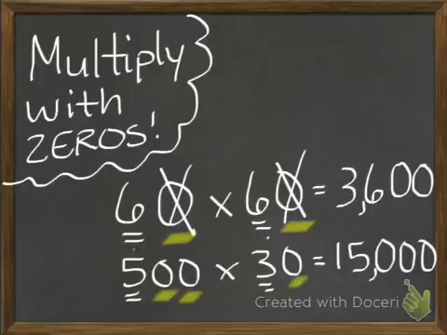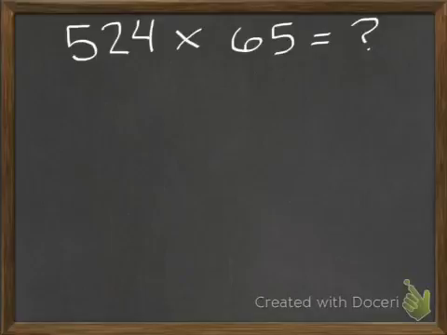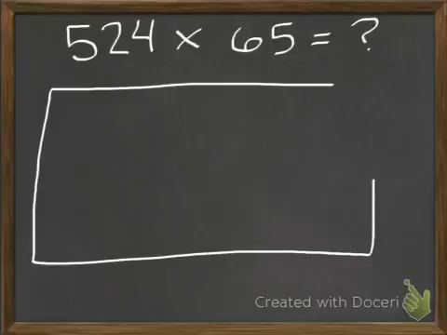All right, let's get started on a problem. Here, my two factors I'm multiplying are 524 and 65, and I need to find the product. So in order to use the area model method, I'm going to create a box or rectangle. Inside my rectangle is where the area would be. So I'm going to have to figure out what would be on the outside first, because remember, length times width is area. I can think about 524 as my length and 65 as my width.